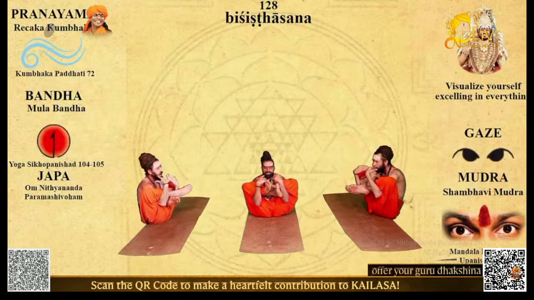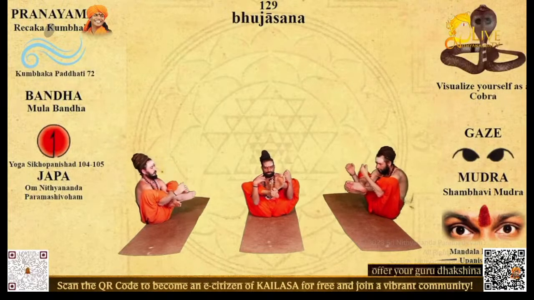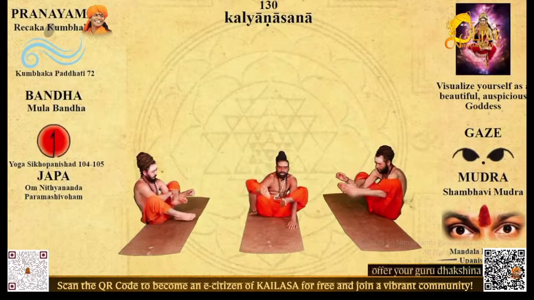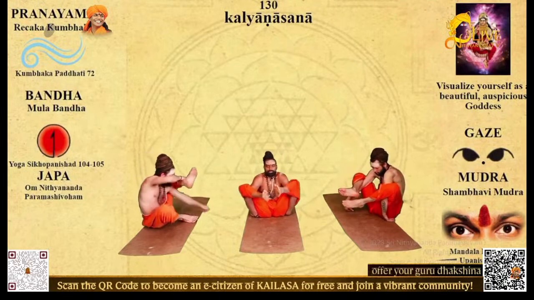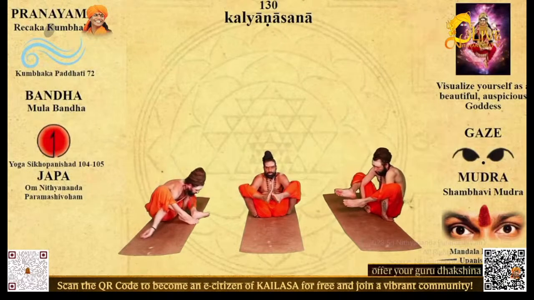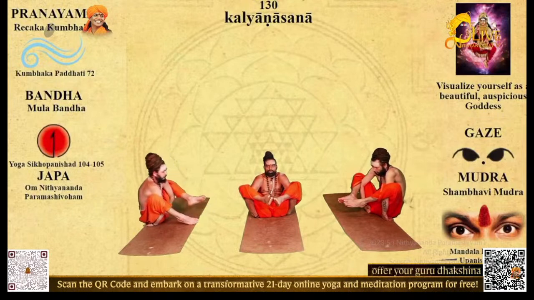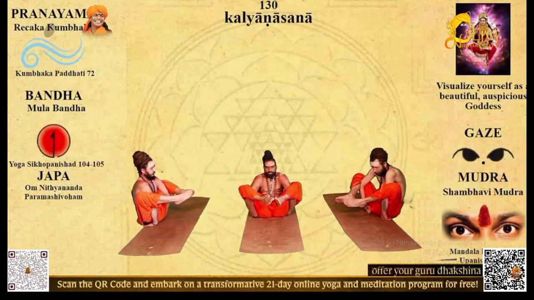The next asana is Kalyanasana. Now in the same seated position, bring the elbows under the knees and wrap around at the back, palms curved, gaze to the nose, visualize yourself as a beautiful and auspicious goddess.